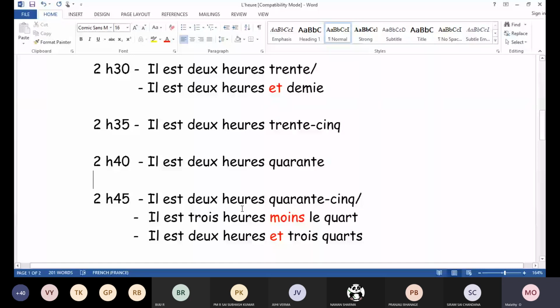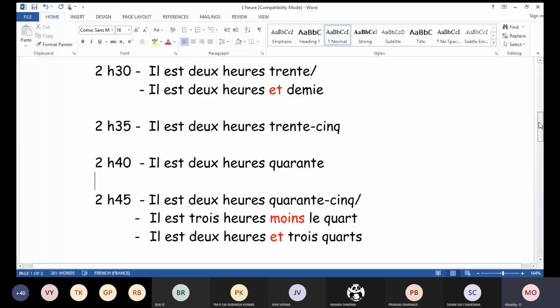So these are the different ways of expressing this simple timing, 2:45. Il est 2h45. Il est 3h moins le quart, 3 hours less the quarter. Il est 2h et trois quarts. It is 2 hours and 3/4. Is there any doubt here? So I said you should be familiar with the numbers. That would make things easier for you.